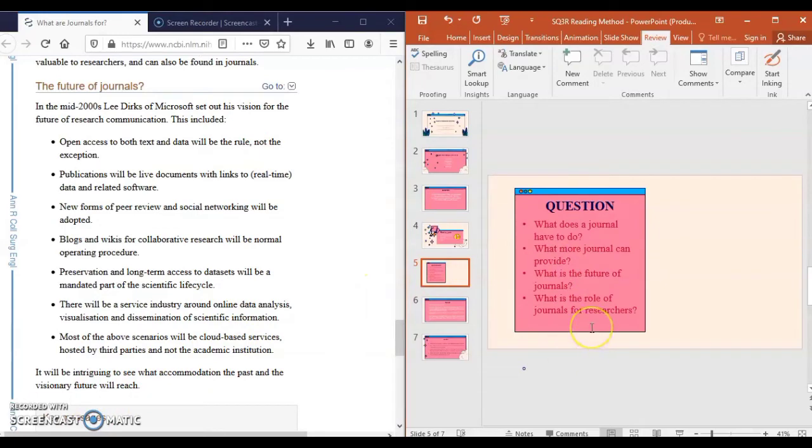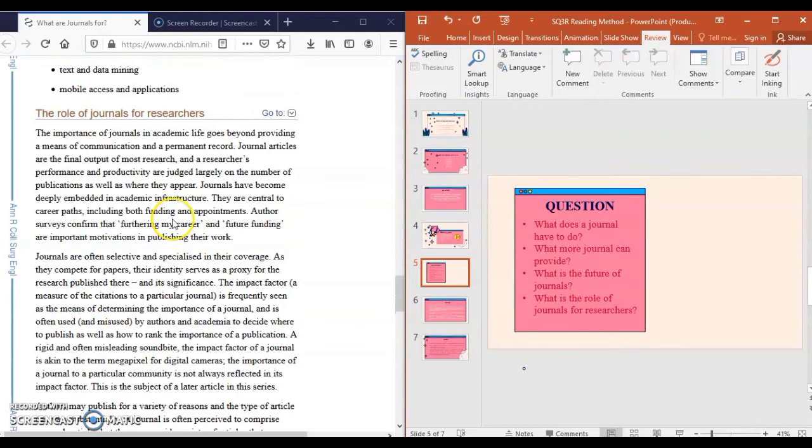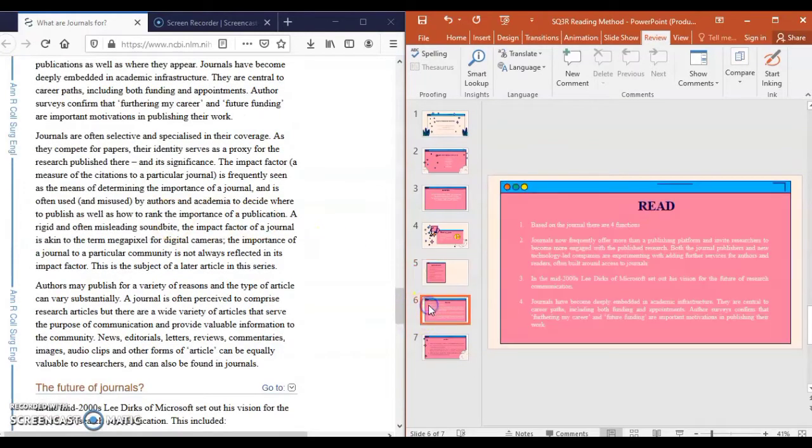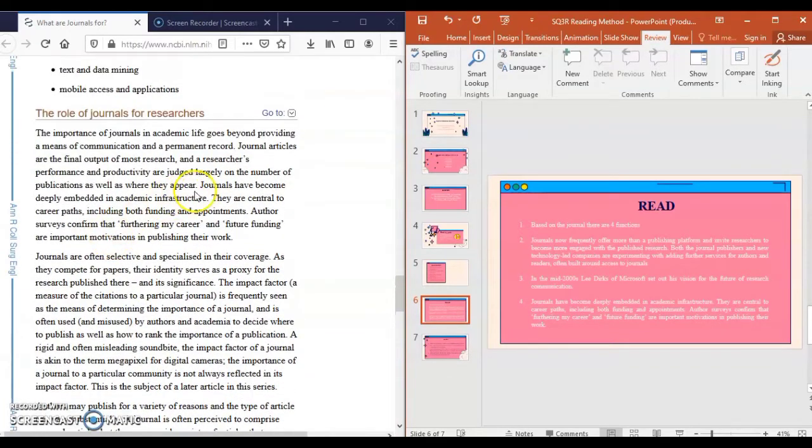And the last question is, what is the role of journals for researchers? And the answer is, journals have become deeply embedded in academic infrastructure. They are central to career paths, including both funding and appointments. Author surveys confirm that furthering their career and further funding are important motivations in publishing their work.